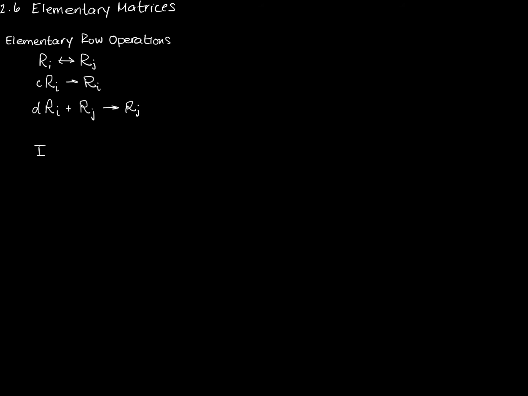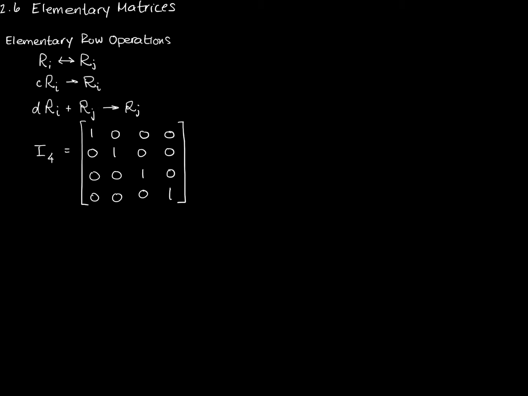So I'm going to start with I sub 4, which is the identity matrix with 4 rows and 4 columns, 4 pivots, each of which is a 1, and it's in reduced echelon form. That's the identity matrix of dimension 4. And in each case, then, I'm going to show the elementary matrix that comes about from each of these operations.